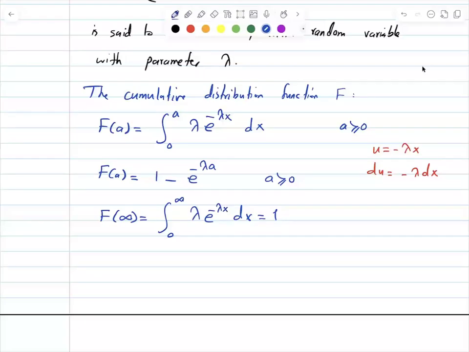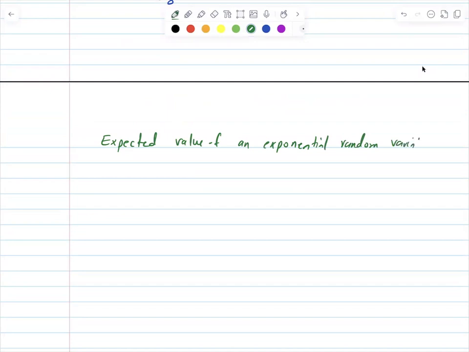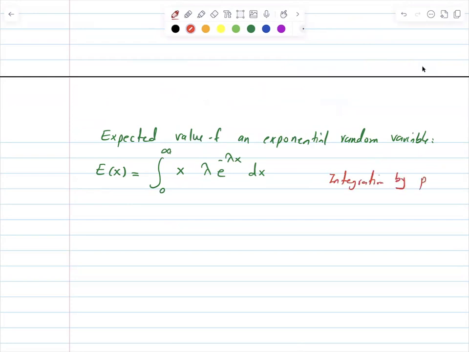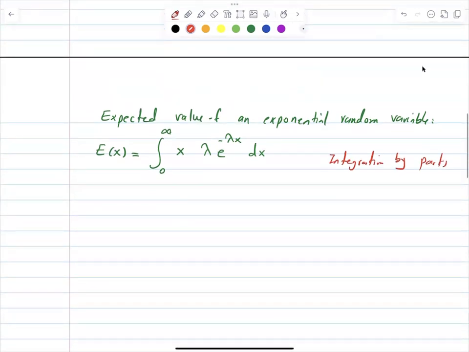Suppose we're interested in calculating the expected value of an exponential random variable. What is the expected value of an exponential random variable? So remember the formula to find the expected value. You have the expected value to be the integral of x times the function lambda e to the power negative lambda x dx, and your x ranges between 0 to infinity. We need to apply integration by parts. So assume u is equal to x and dv is equal to lambda e to the power negative lambda x dx.